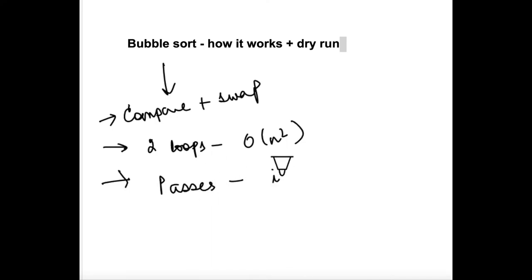There is also a term called passes that we use when we describe this algorithm. Passes are nothing but the number of iterations. So when we talk of the nth pass or n minus 1 pass, we are actually talking of how many times the loop is occurring. That is what we call by this term, passes or a pass in bubble sort. So these are some of the basic terminologies related to bubble sort that we wanted to discuss.